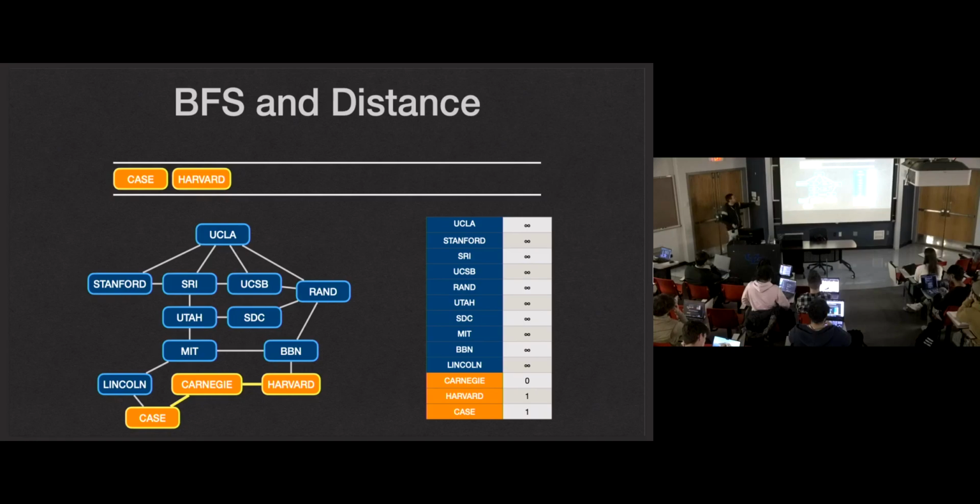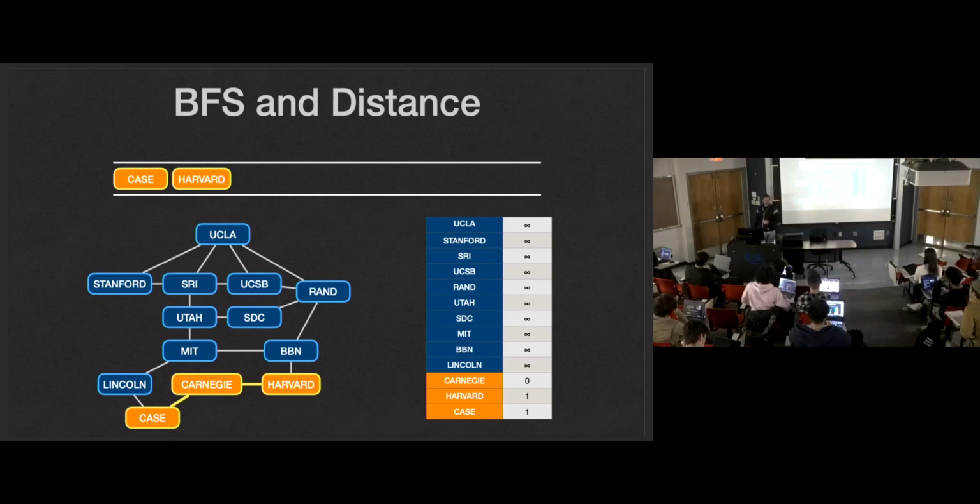And we keep going. Dequeue Case. We're going to check out the neighbors of Case. So Case has a neighbor of Carnegie. And if we were to explore Carnegie at this point, we're not going to, but if we were to explore Carnegie at this point, we would set its distance equal to Case's distance plus 1, which is going to be greater than the distance we already found.